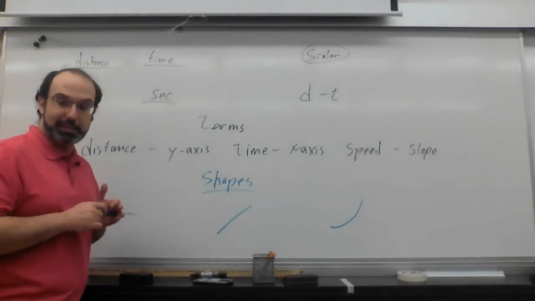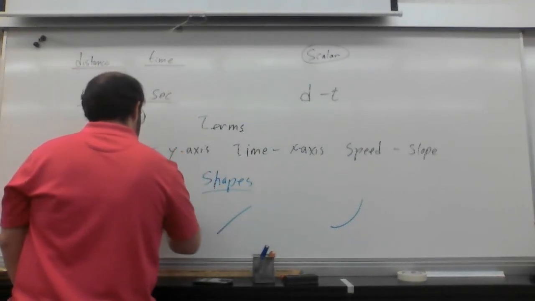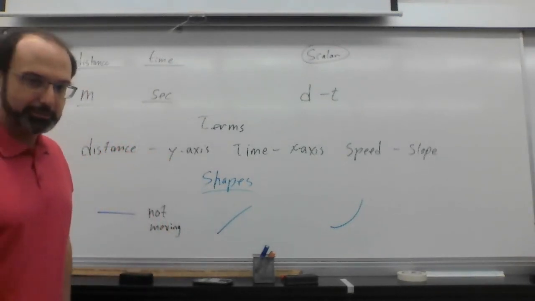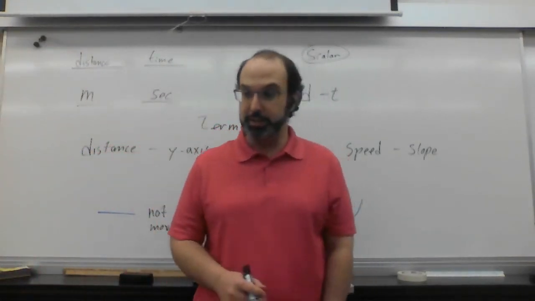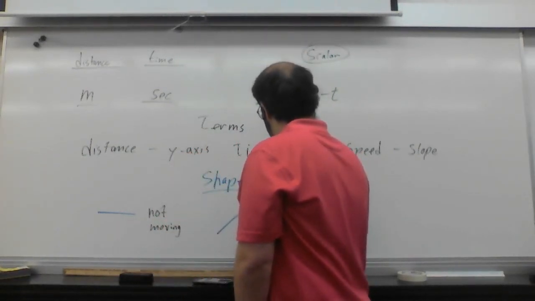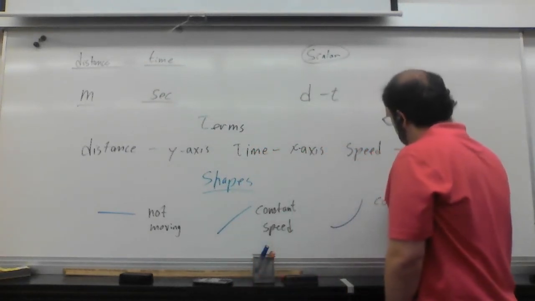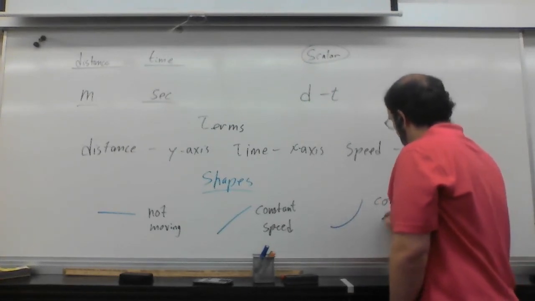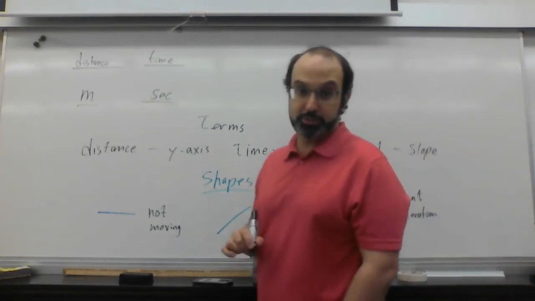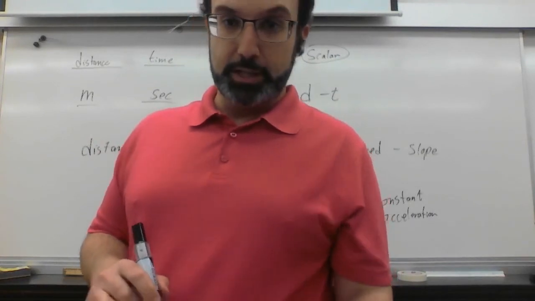So a flat line on a distance time graph means not moving. If you see it flat, nothing's happening. A sloped line, on the other hand, means constant speed. And a curved line means constant acceleration. Constant acceleration, in this case, would mean that I'm speeding up or slowing down in some way. Okay? So there you go.